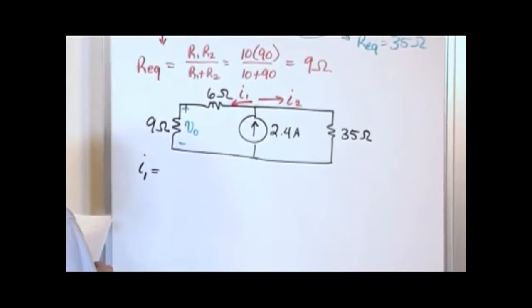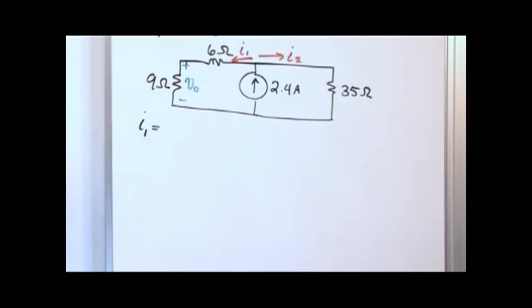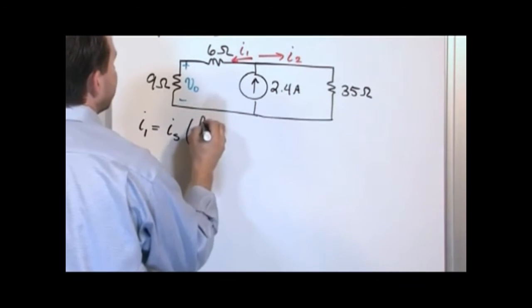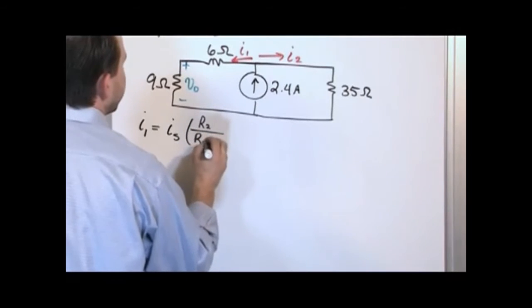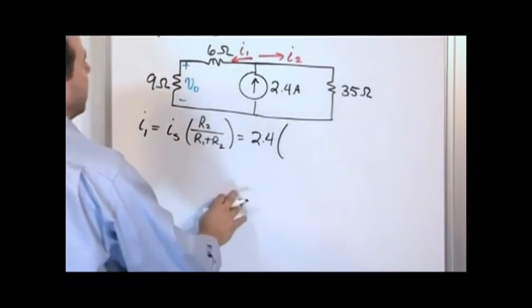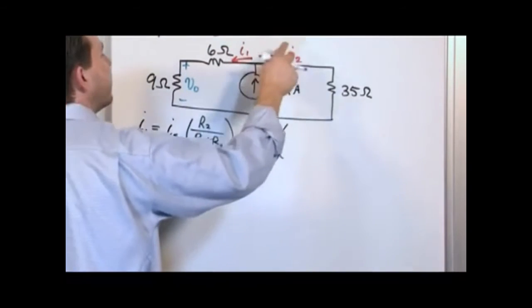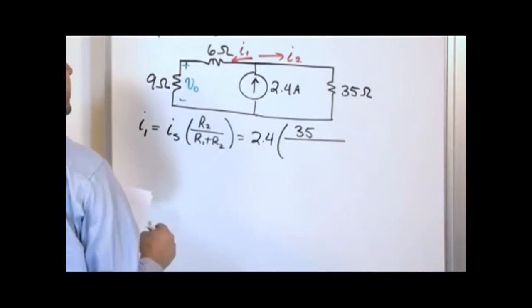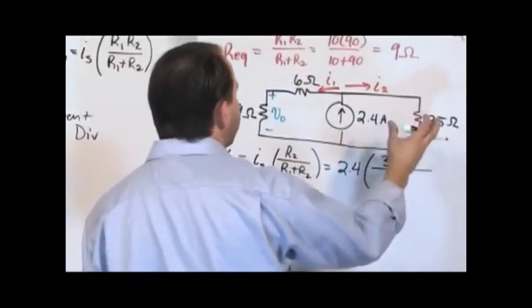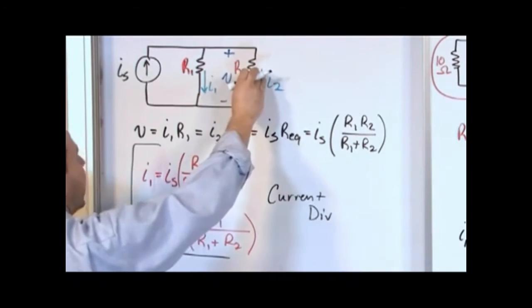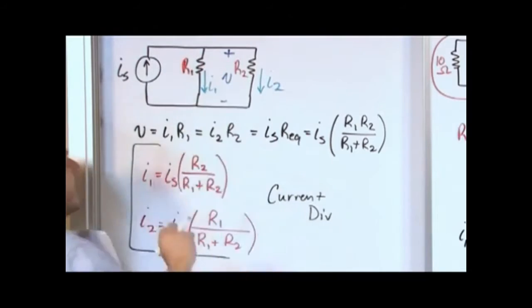What did we say it was going to be equal to? Let's go back to our current divider. It's going to be the source current times the opposite leg over the sum. Source current times opposite leg, R2, over R1 plus R2. Source current's 2.4 amps. And since we're finding this current here, we go to the opposite leg, and we say 35 ohms is the guy in the opposite leg, and then we have to add up everything, because it's R1 plus R2. When you go back to our original drawing, it's whatever's in the other leg divided by the sum of the resistances in the different branches.